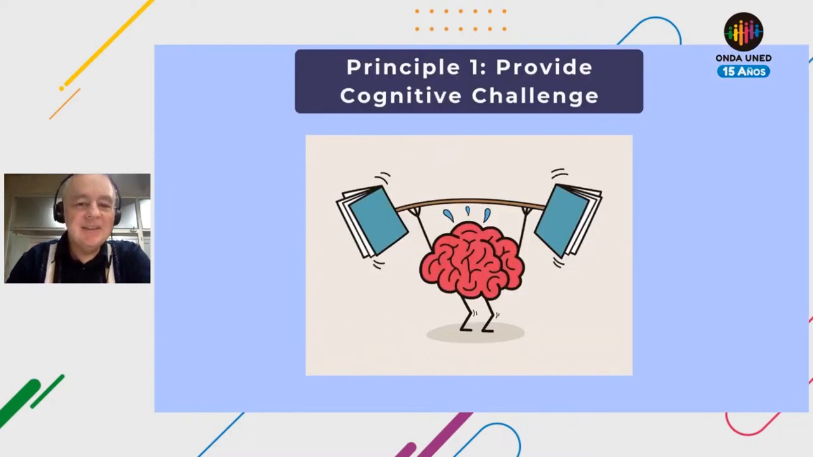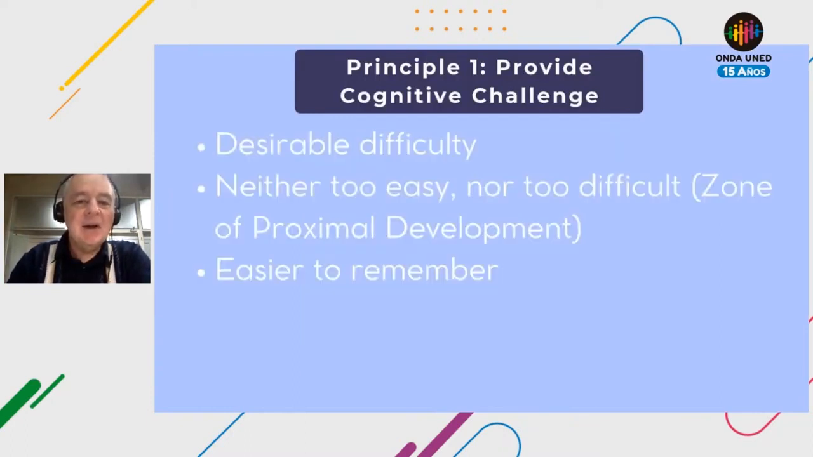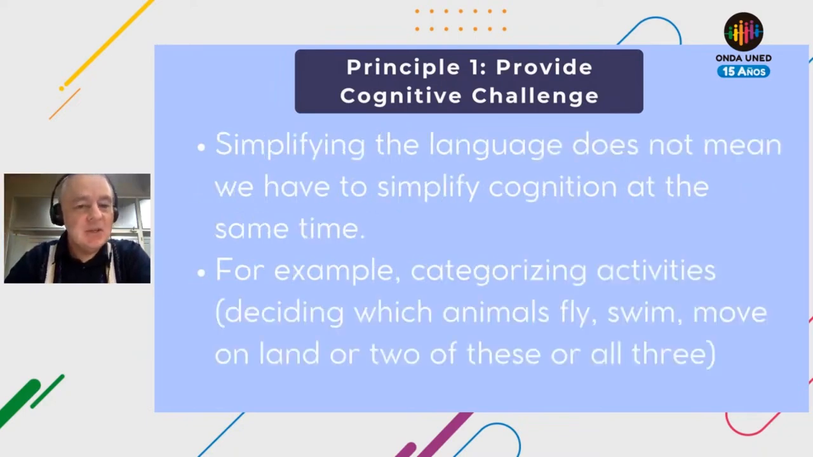Okay, so provide cognitive challenge. And here we need what they call desirable difficulty, neither too easy nor too difficult. And I think we're all familiar with the zone of proximal development, Vygotsky's theory. And when something is challenging and it makes you make connections and think, it's easier to remember. The information is easier to remember. And this is something that I already mentioned. Simplifying the language doesn't mean dumbing down the topics.